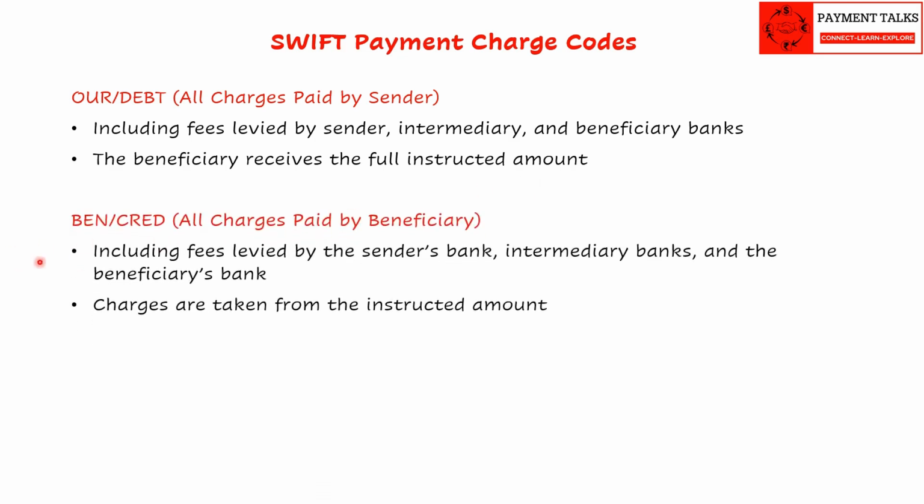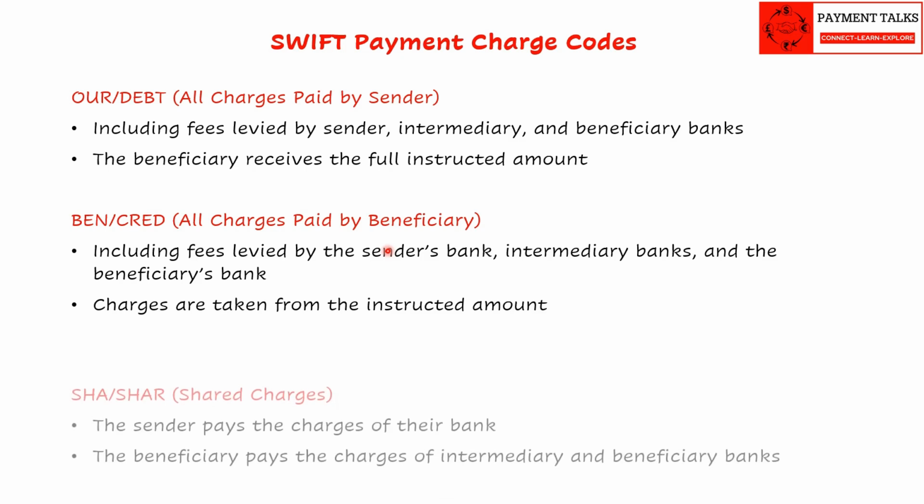The second charge code is BEN or CRED. This charge code means any charges that are incurred to process this payment are borne by the beneficiary. The charges include the sender, intermediary, and beneficiary bank charges. In this mode, the charges are taken from the instructed amount and the beneficiary receives the amount after the charge deductions.